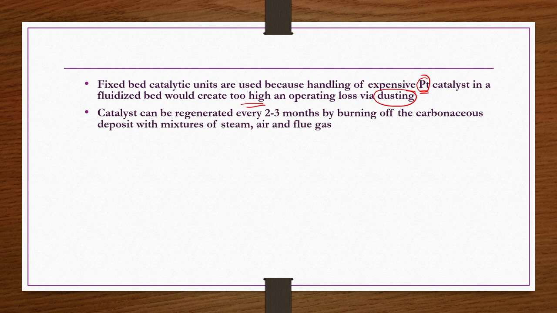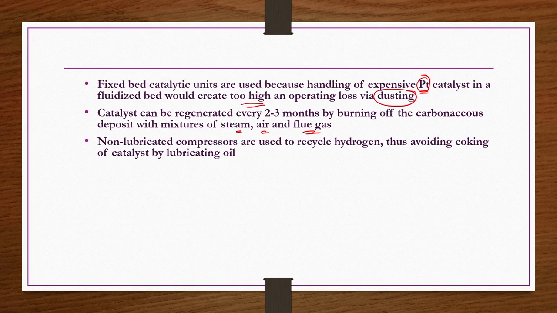Catalyst can be regenerated every 2 to 3 months by burning off the carbonaceous deposit with mixtures of steam, air and flue gases, which is a standard process. When you do the combustion of deactivated catalyst, the carbonaceous material deposited on the catalyst surface will be burnt off and you get CO, CO2 and flue gases, etc., leaving behind the catalyst particle without any carbonaceous material. So after this regeneration, you can reuse the catalyst. Non-lubricated compressors are used to recycle hydrogen, thus avoiding coking of catalyst by lubricating oil.